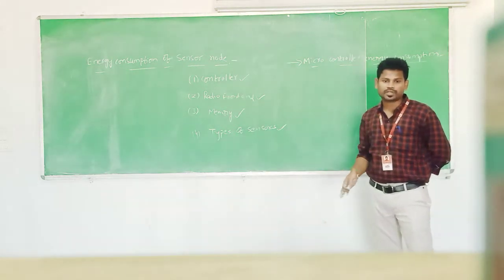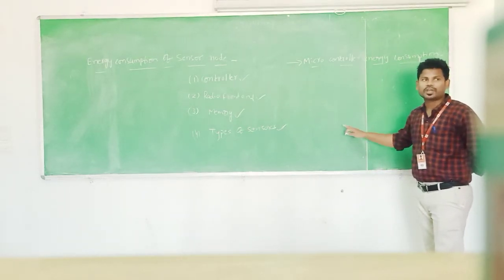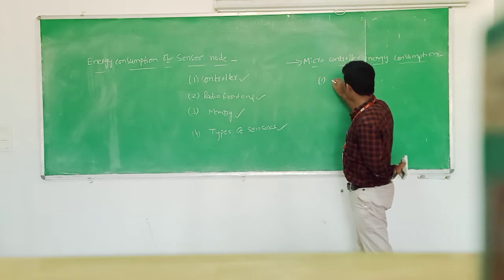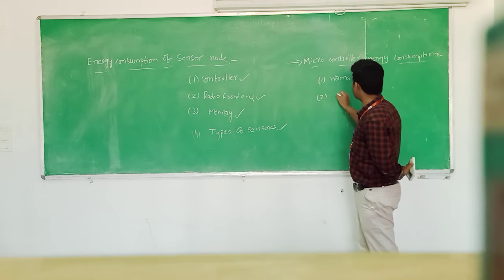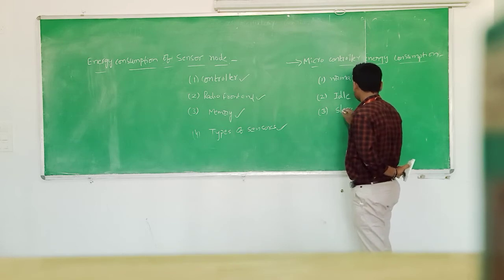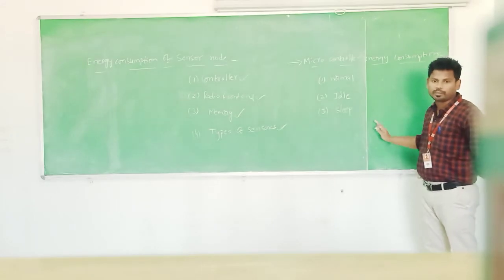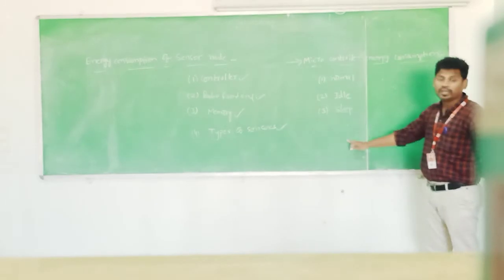Microcontroller energy consumption. We can reduce the energy consumption in a microcontroller by using three modes. First one is normal mode, second one is idle mode, and third one is sleep mode. So we reduce the energy or power consumption in a microcontroller by operating it in these three modes.